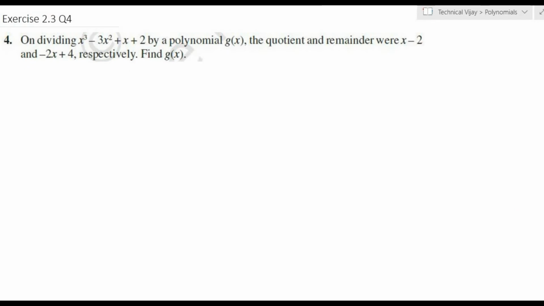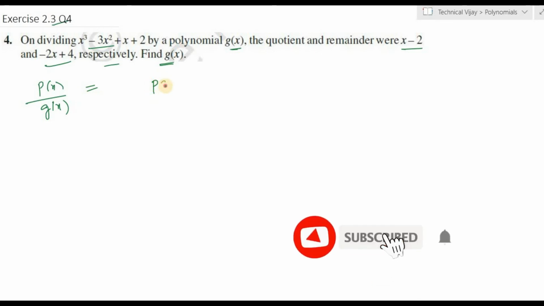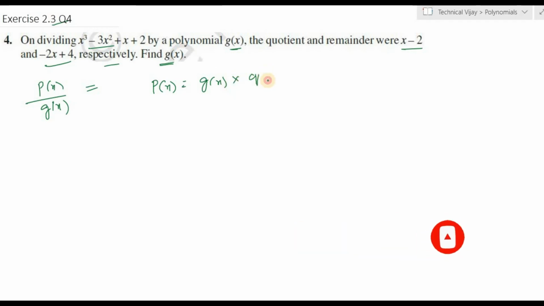Here in this question, exercise 2.3, question number 4. On dividing this polynomial by a polynomial g of x, the quotient and remainder were x minus 2 and minus 2x plus 4 respectively. Find g of x. As we know that p of x divided by g of x, okay, this is the equation. We can write p of x is equal to g of x into q of x plus r of x. Okay, he has given p of x, q of x, r of x. You have to calculate this g of x.